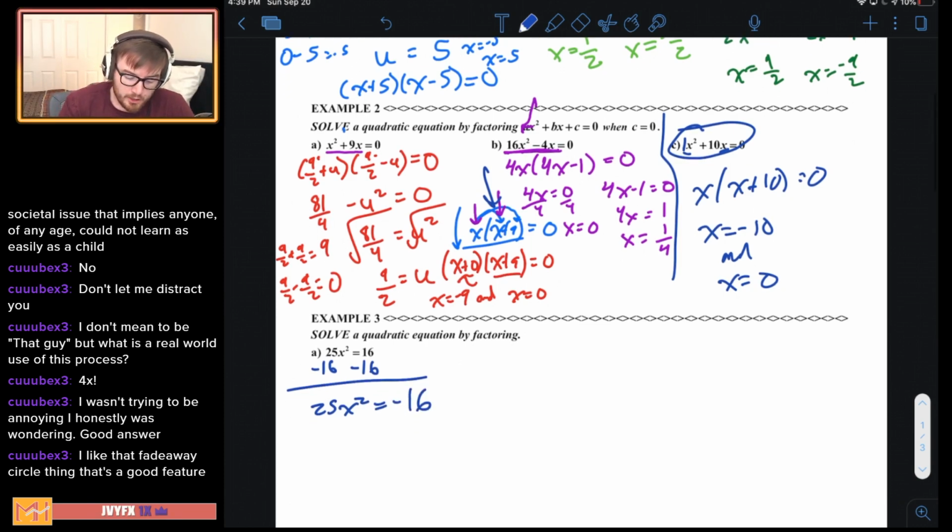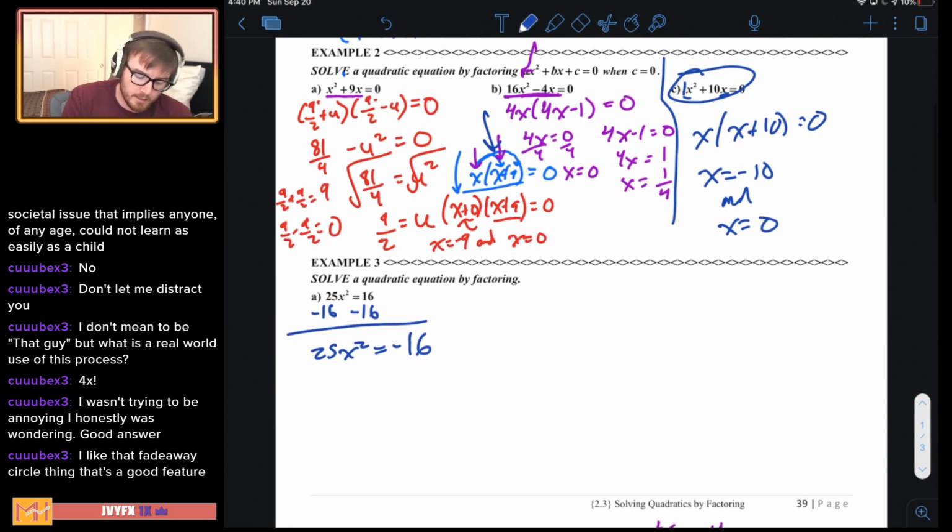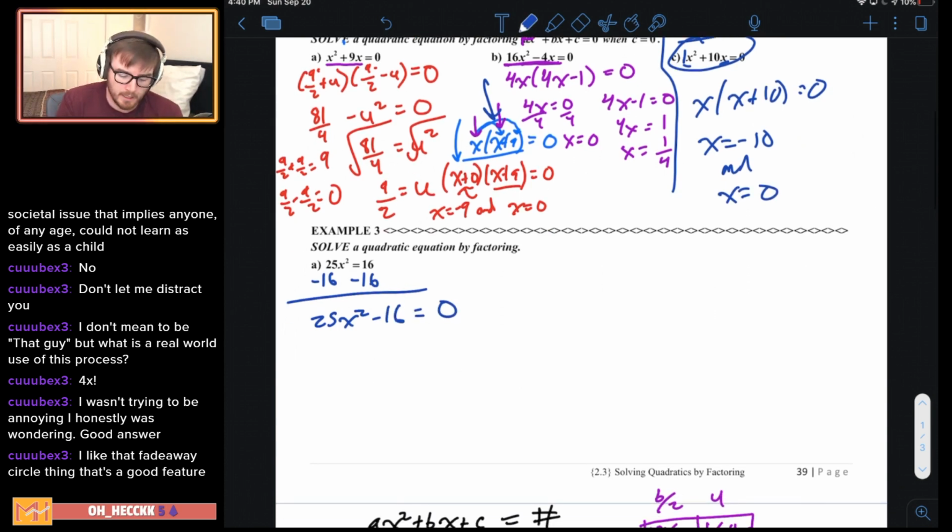The speed of a rocket ship is represented by 25x squared. When will the speed of the rocket ship reach a speed of 16 miles per hour? We're solving that, right? Now, I know that a rocket ship wouldn't be that simple, but you get my point. 25x squared minus 16 equals 0. And voila!